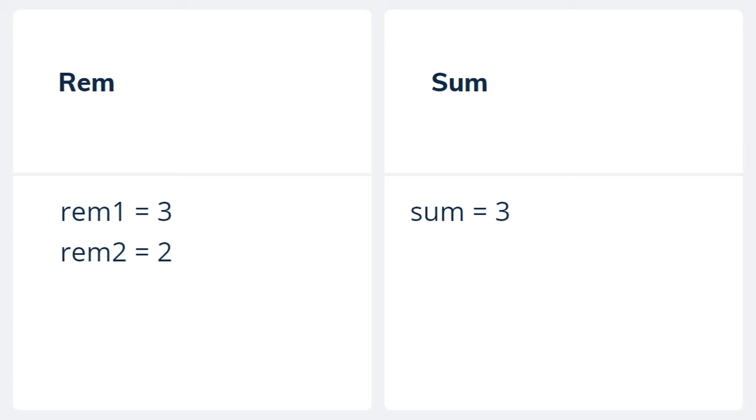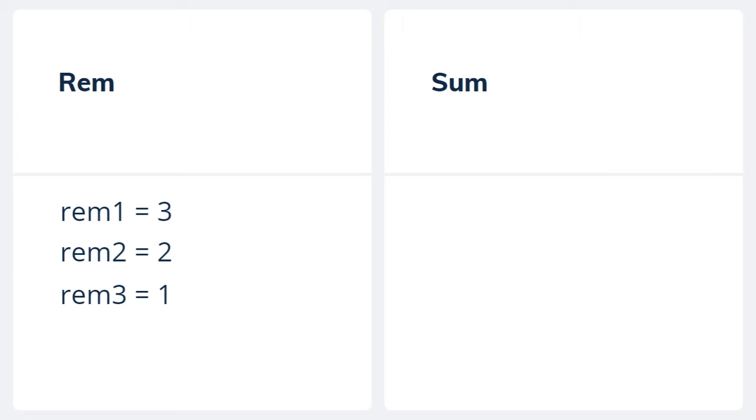In the second case, we have the remainder as 2. Since sum already has a value of 3, when we apply the formula, we multiply it by 10 and add the remainder. So 3 times 10 plus 2 would give us 32.